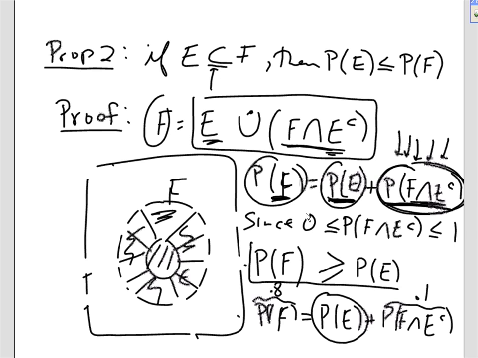So I prove that one is bigger than the other. P of F is at least as big as P of E. If E is in F, then the probability that E happens will be less than or equal to the probability that F happens. Or, rephrasing it, the probability of F is bigger than or equal to the probability of E.